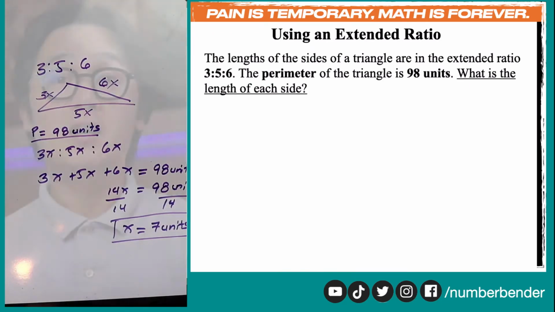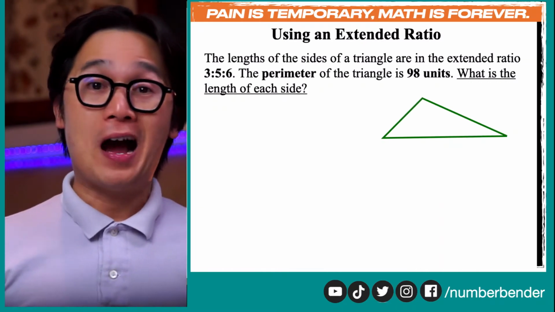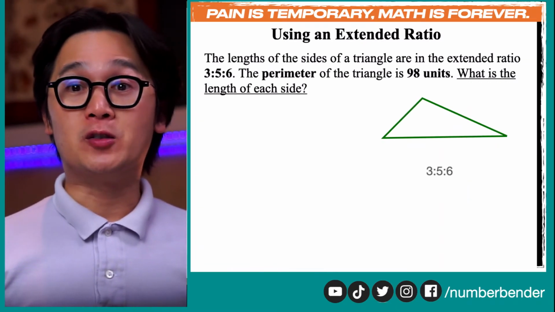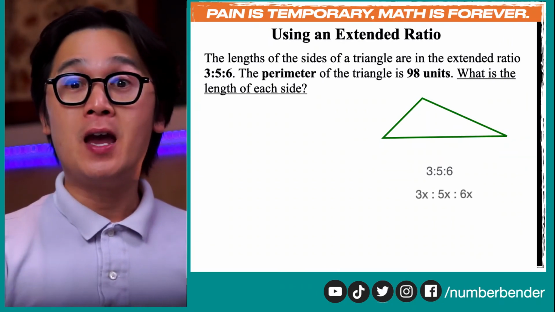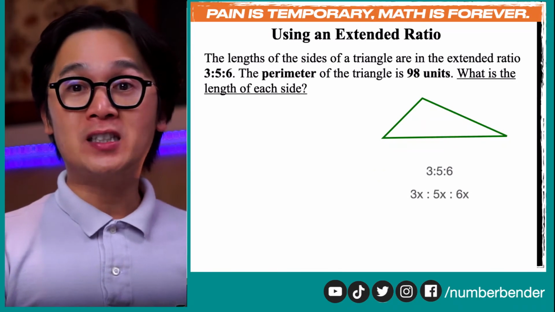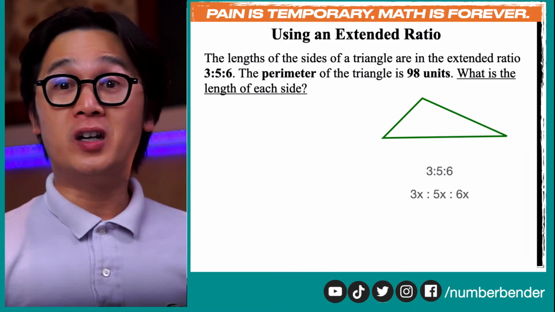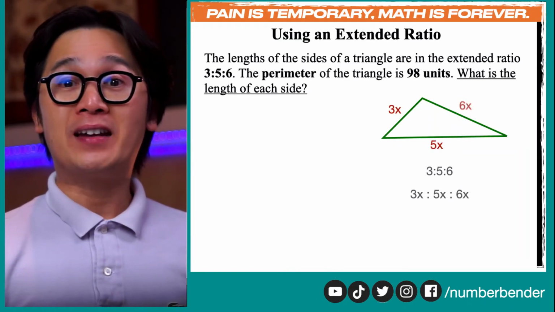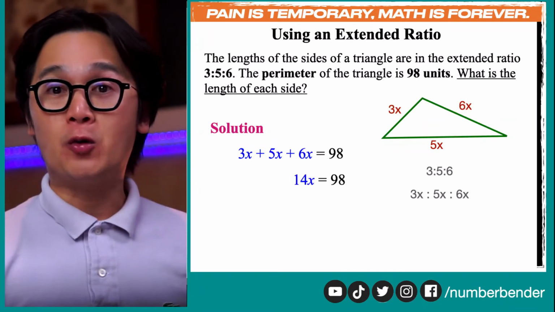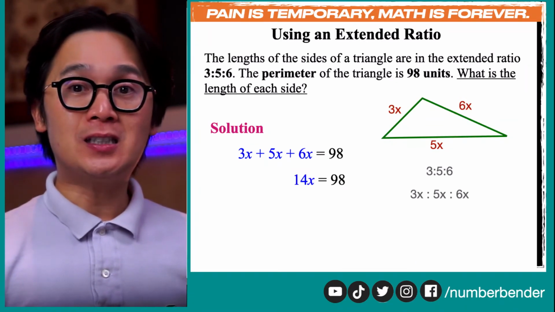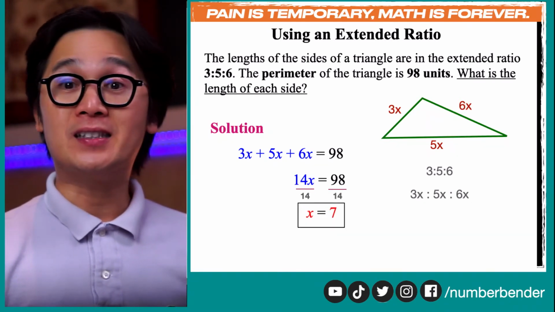So by solving for x, we are now one step closer to our side lengths because we know that the extended ratio is 3 is to 5 is to 6, which we can transform into 3x, 5x, and 6x to match the description of our triangle with a perimeter that is equal to 98 units. So to find the value of x, we added those three x's, which is equal to 14x, and divided both sides by 14 so that x is equal to 7.